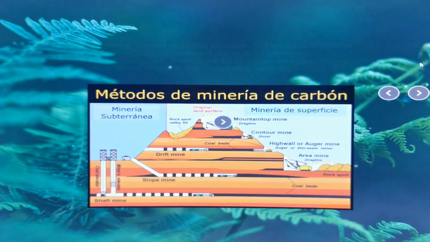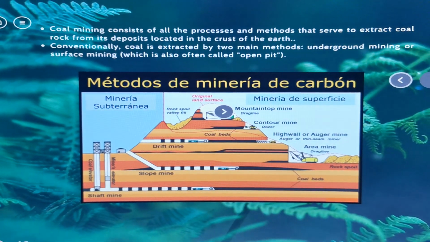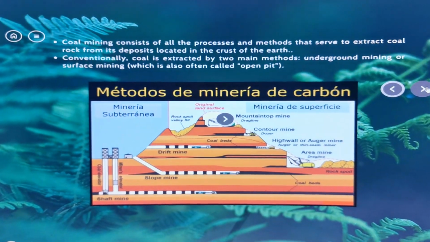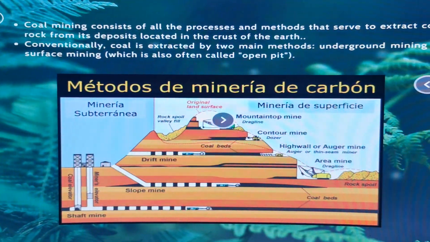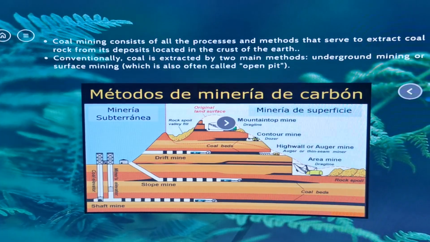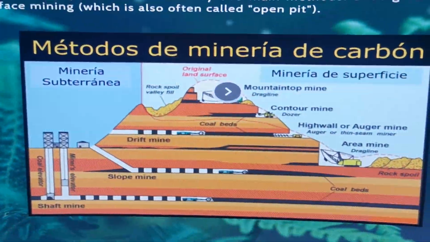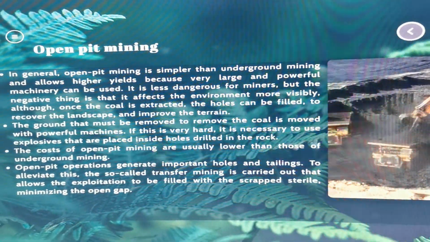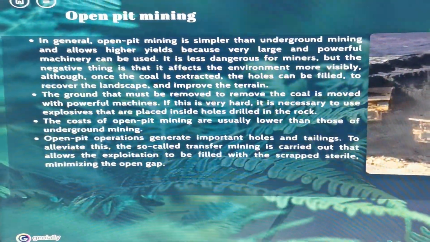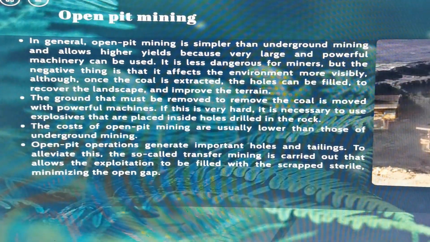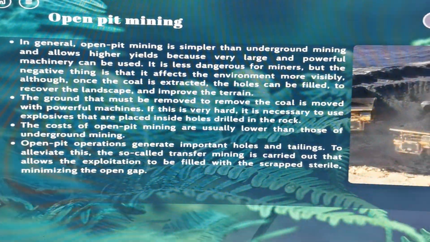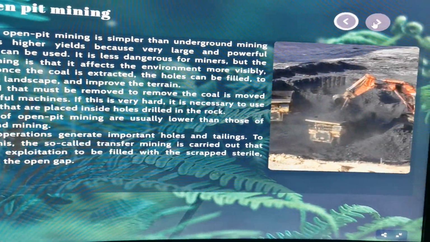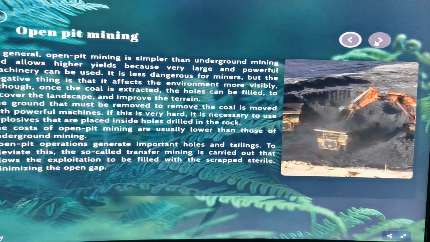Coal extraction methods. Coal is extracted by two main methods: underground mining or surface mining. It's abundant all over the world. Underground mining is generally more complicated than open pit mining. The difficulty is greater when the layers are irregular. The extraction of coal is also complicated in deposits with a large amount of water or in which the pressures of the land are very high.